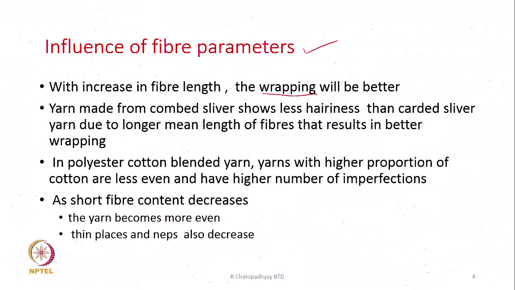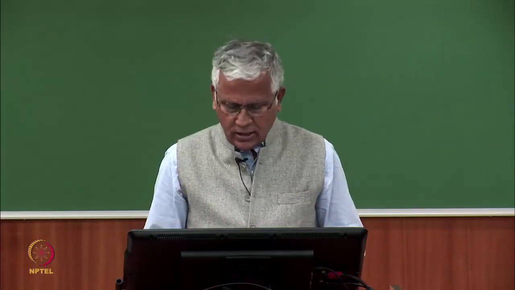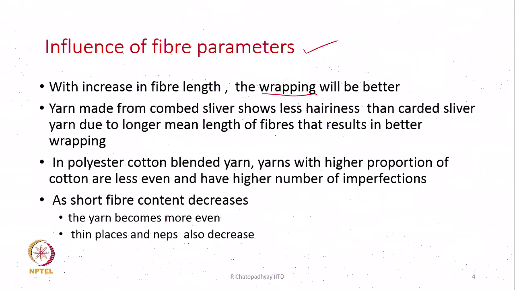Like if we compare comb sliver yarn and carded sliver yarn, we all know that in the carded sliver a lot of short fibers are present. When we go for comb sliver, short fibers have been eliminated. That means there is a change in fiber length. Not only that, there is an elimination of short fibers as well, and it has been shown that a yarn made from comb sliver will also have less hairiness and will also be better in terms of evenness of the yarn. The yarn will be much more regular.